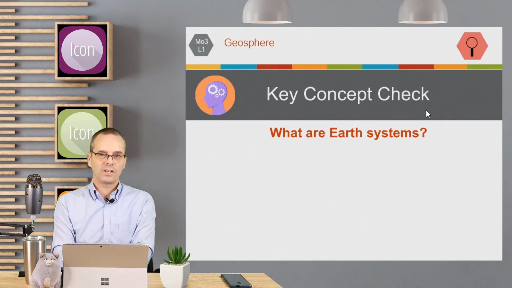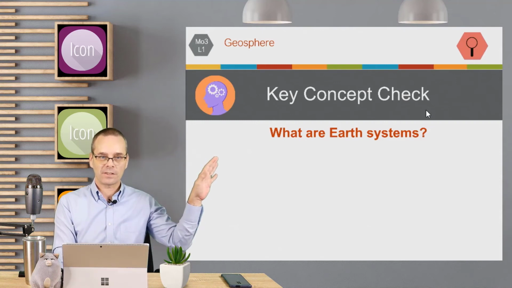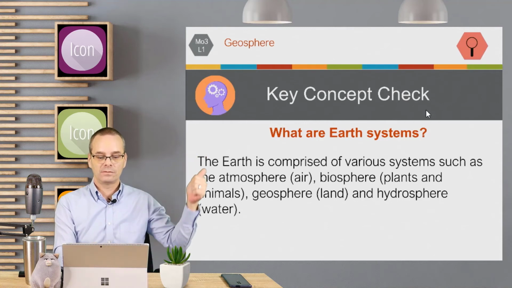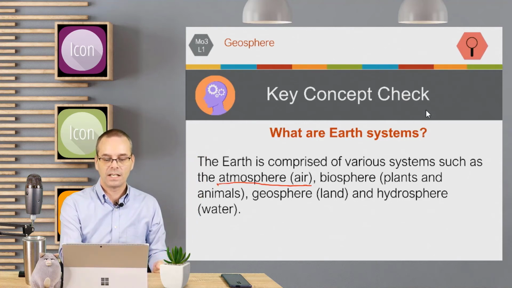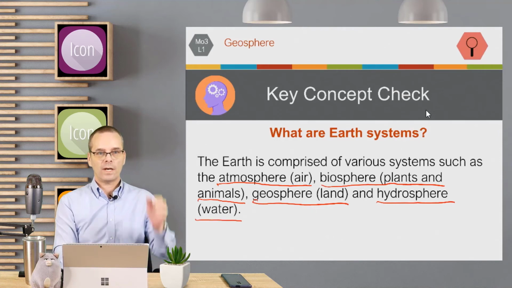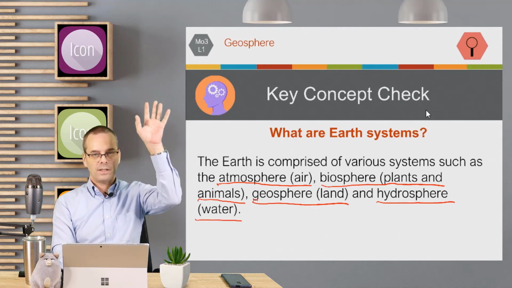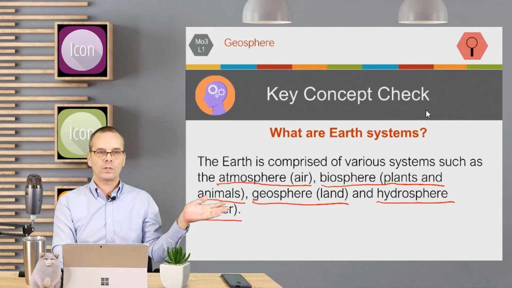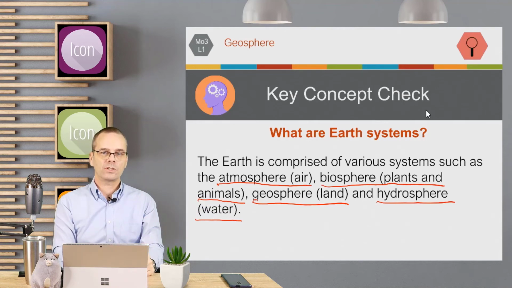Now, another key concept check. What are Earth's systems? We just talked about them. So what are they? Well, they are the atmosphere, which is the air, the biosphere, which are plants and animals or anything alive, the geosphere, which is the land, and the hydrosphere, which is the water. So you have the atmosphere, which is the air, the biosphere, which is all living things, the geosphere, which is the land itself, and the hydrosphere, which is the water.